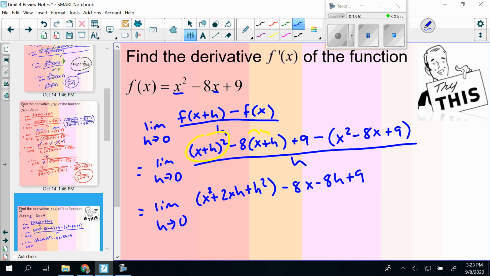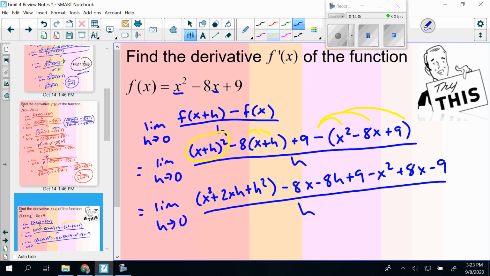And then here we're going to have to distribute that negative throughout all these last terms. So if we do that, we get this all over h. And this parentheses really is not doing anything because there's a minus after, so I'm just going to take that out. All right, so what do we get simplifying here? Our x squared should cancel. These 8x's should cancel. These 9's cancel, and I believe that's it.